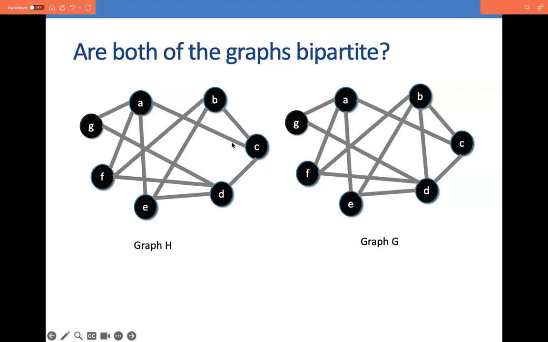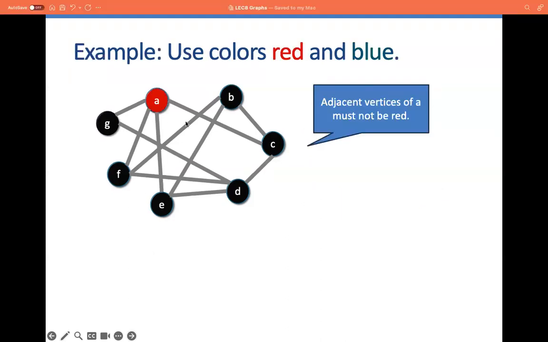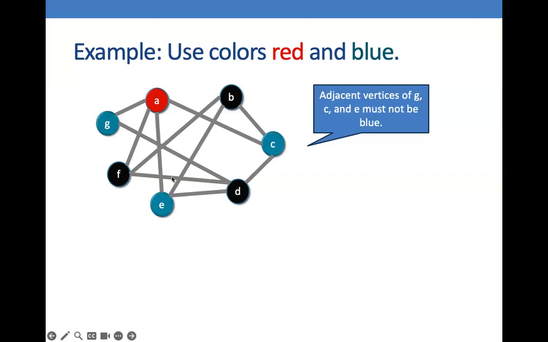So the only difference here is that in graph H, there is no connection between B and D. But for graph G, there is a connection between B and D. Okay, so let us begin with this one. So I started with A. I colored the vertex A red. So the adjacent vertices of A must not be red. The adjacent vertices are G, E, as well as C. So we colored them blue. Now, the adjacent vertices of G, C, and E must not be blue also.